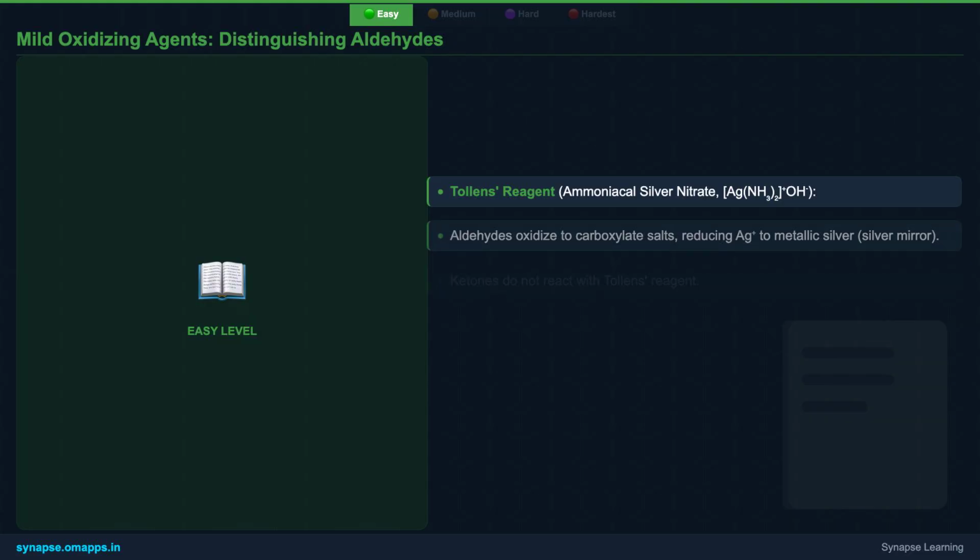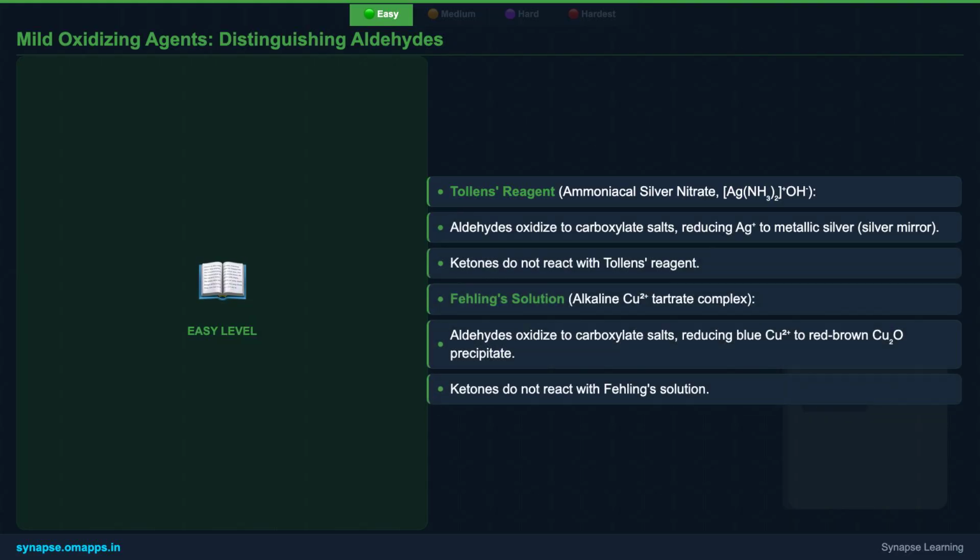To differentiate between aldehydes and ketones, we use mild oxidizing agents like Tollens reagent and Fehling's solution. Tollens reagent, an ammoniacal silver nitrate solution, turns into a shiny silver mirror when it oxidizes an aldehyde. Ketones, however, show no reaction. Similarly, Fehling's solution, a blue copper tartrate complex, is reduced to a red-brown precipitate of cuprous oxide by aldehydes, while ketones remain unreactive. These tests are invaluable for quickly identifying an aldehyde functional group in a lab setting.